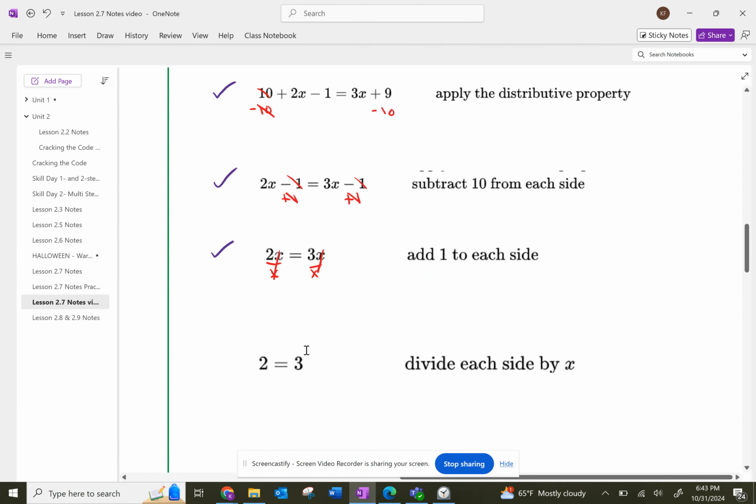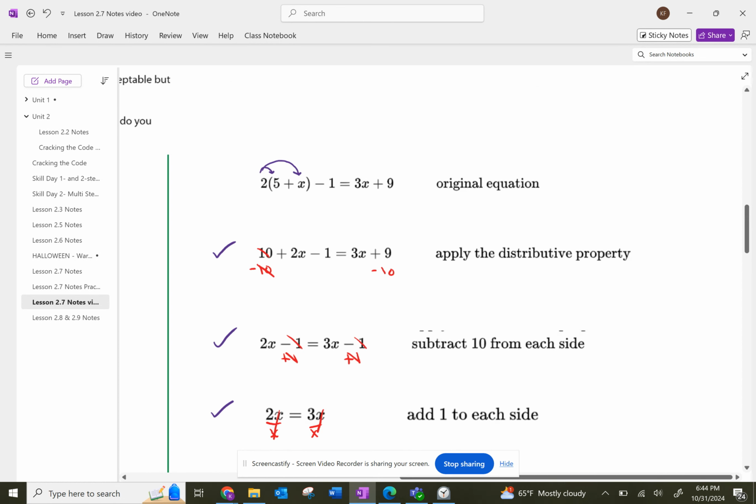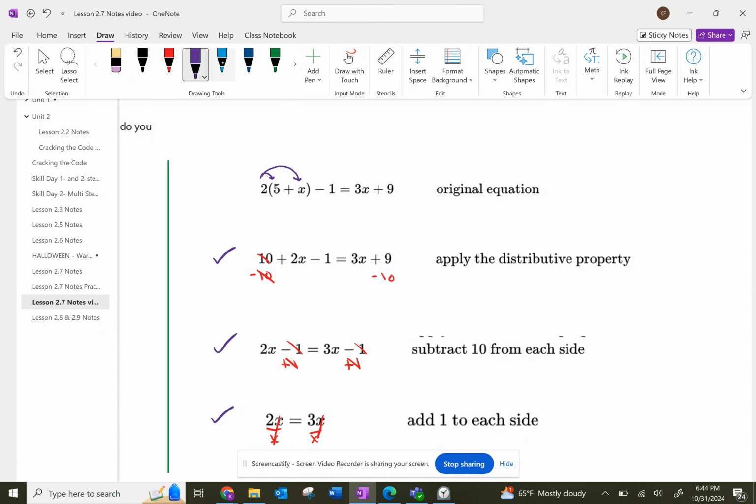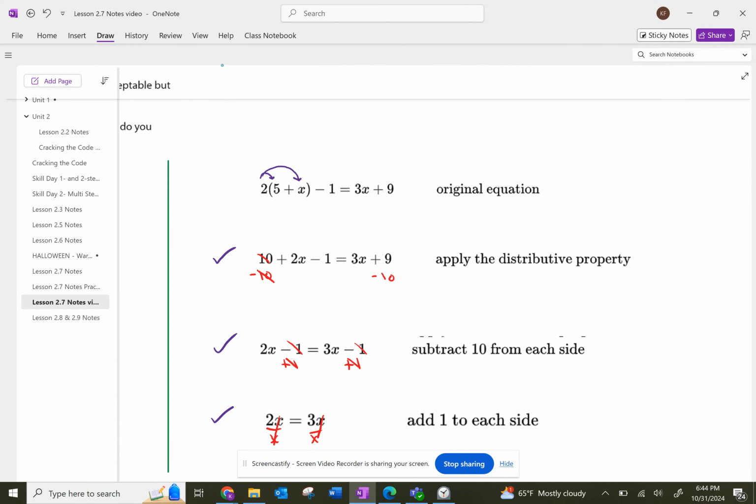However, this statement here is making us believe that there's actually no solution. Let's just go to the beginning and test the 0 real quick. If x were to be 0, then 5 plus 0 is 5, so this becomes 2 times 5 minus 1, which is 10 minus 1, which is 9. Here, 3 times 0 is 0, and 0 plus 9 is also 9.